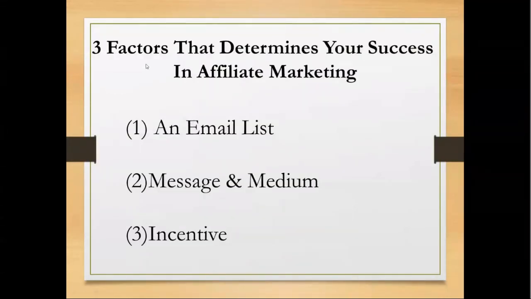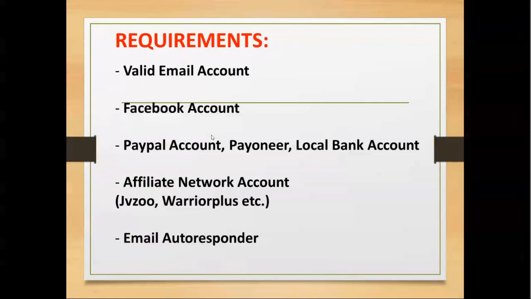So when it comes to affiliate marketing, remember guys, the focus of this webinar is to show you a 3-step perfected shortcut to generating a minimum of $4,000 per month doing affiliate marketing. The three factors that are going to determine your success in affiliate marketing are: number one, an email list; number two, message and medium; number three, incentives. These are different from the requirements.